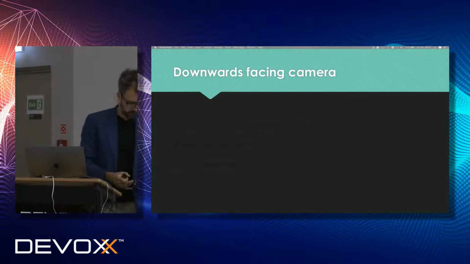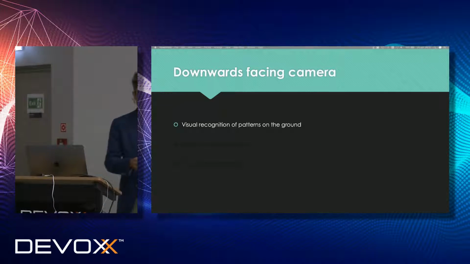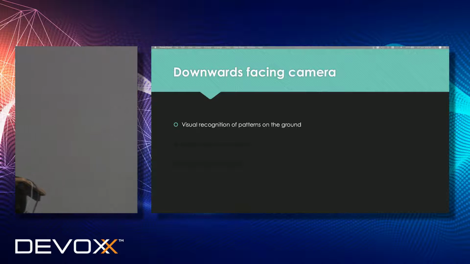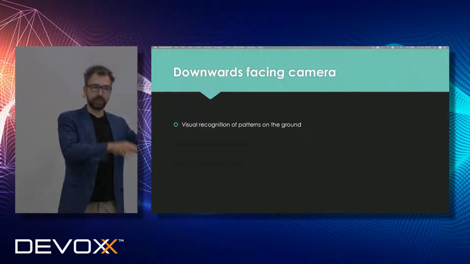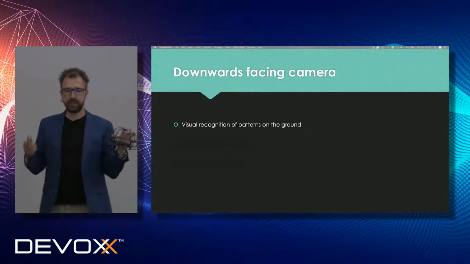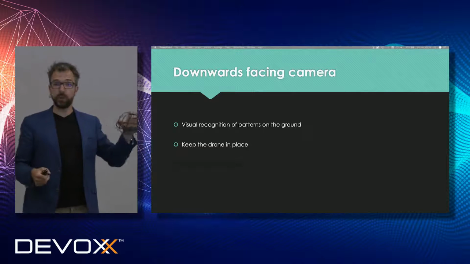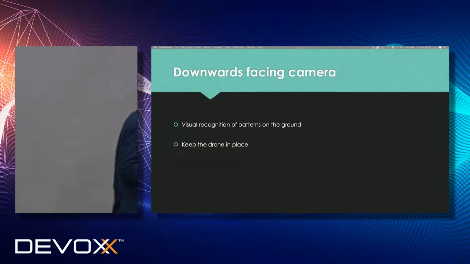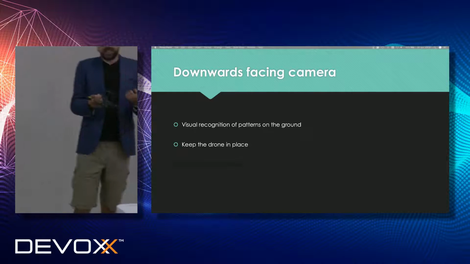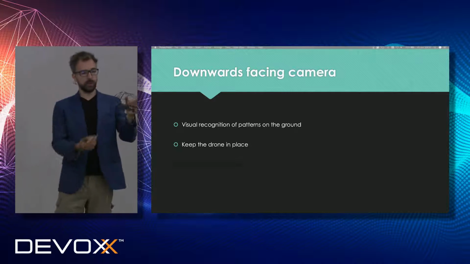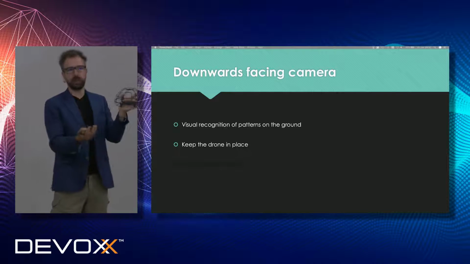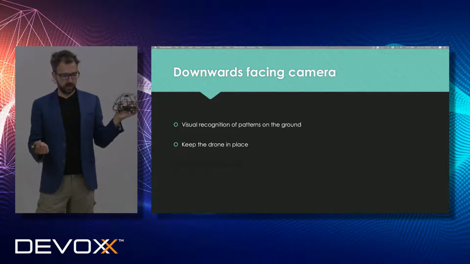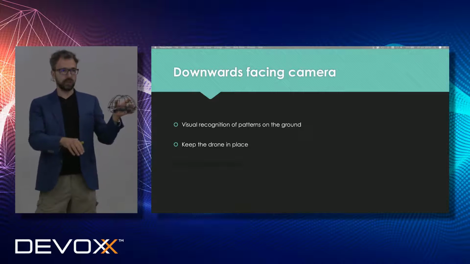So let's talk about these downward-facing cameras. What these cameras do is basically do onboard visual recognition of patterns on the ground. And why do we need that? We need that to keep the drone in place. The way that a drone works is very simple. You have 4 rotors, so basically it provides lift just like a helicopter does, by providing downwards thrust, and that's how it stays in the air.